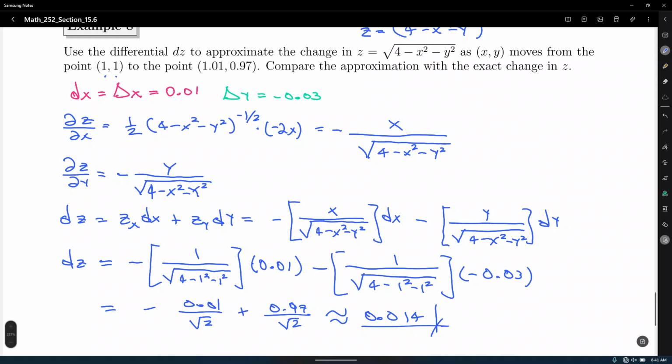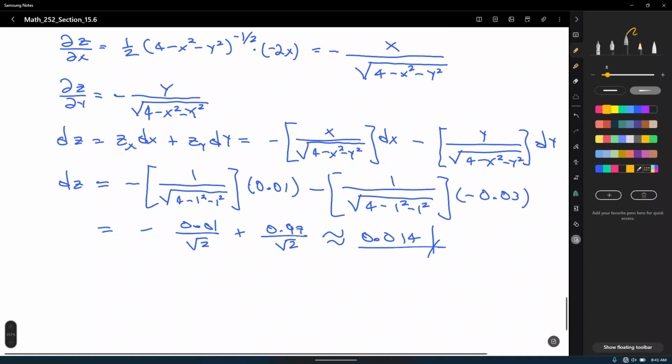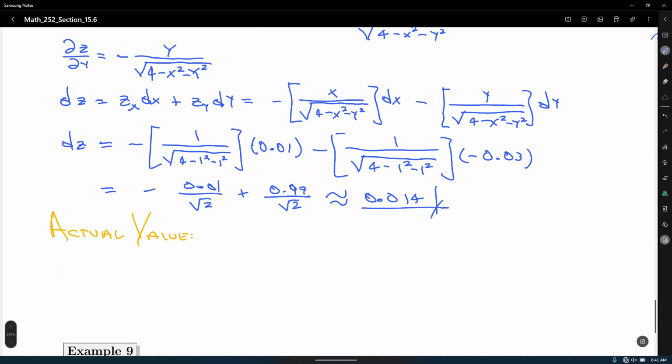But what about the actual change? The actual change involves simply deltas here. So let me call this the actual value. For the actual value, what is it? The incremented value, that is f of x plus delta x, comma y plus delta y, minus the original value of the function.